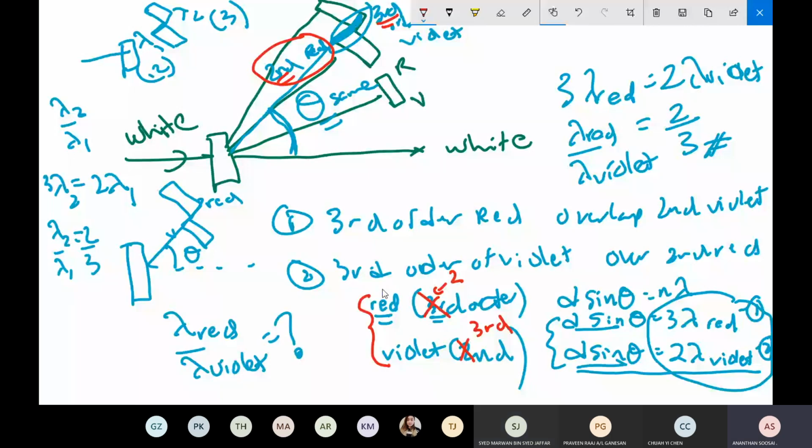This calculation for the red is going to be wrong. It should not be 3. It should be second order of red overlapping with the third order of violet. Therefore, the answer will be changed to what? 3/2. Correct. So this is a mistake. Okay, thank you, sir. Okay, good. Thanks.